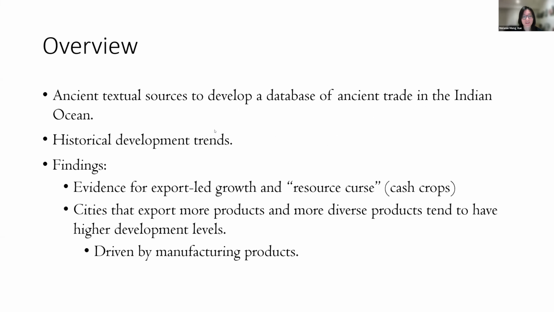And I think the paper is mostly on historical development, which is a part that should really be emphasized even more, and is where most of the contribution lies. Then the main findings, I'll just highlight a few. One is that it shows evidence for export-led growth, but also some evidence for resource curse, such as having too many cash crops. It seems to be less desirable than having manufactured products. Then there's also some indication of long-term consequences associated with this early development and having a more diverse set of products.